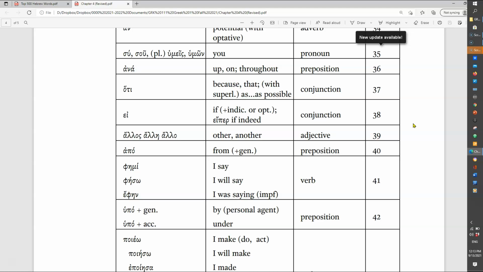So other languages will use passive verbs, so it's only our English teachers who say don't write in the passive voice, because all other languages use the passive voice. So in Greek, the way you say the agent of a passive verb is hupo plus the genitive. Hupo plus the accusative is under. Who has a good mnemonic device for that?